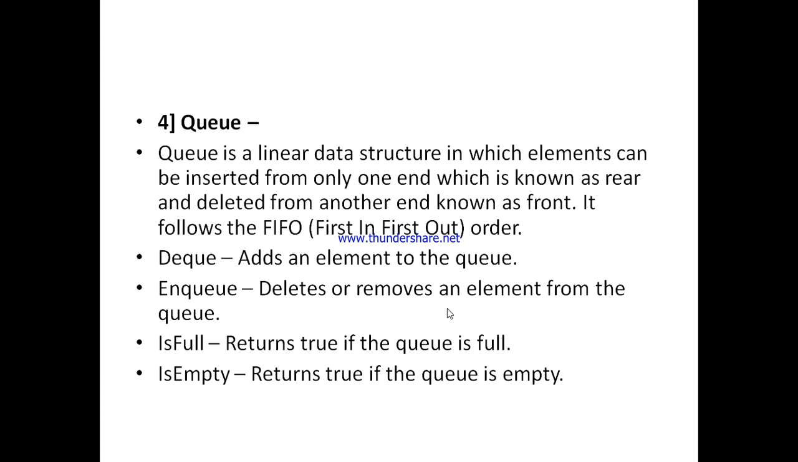So the next one is the queue. Basically, a queue is a linear data structure in which elements can be inserted from only one end, which is known as the rear end, but we can delete from the other end. Unlike a stack, where insertion and deletion are performed from the same end, in the queue insertion and deletion are performed from different ends. Also the queue follows the FIFO system, that is first in first out. If you come first, you are served first and removed first.